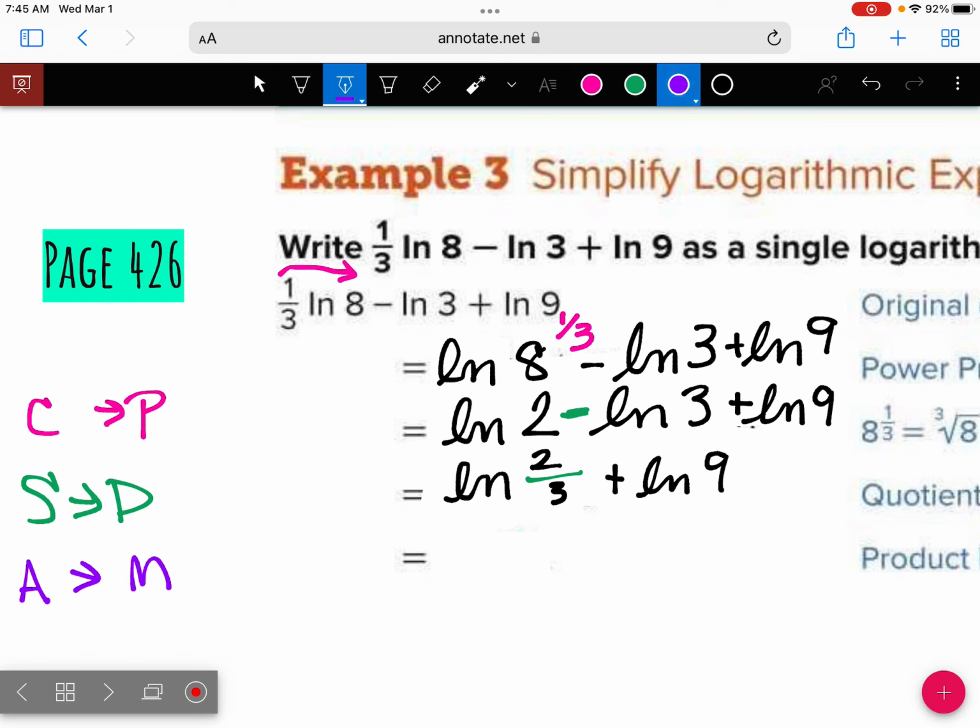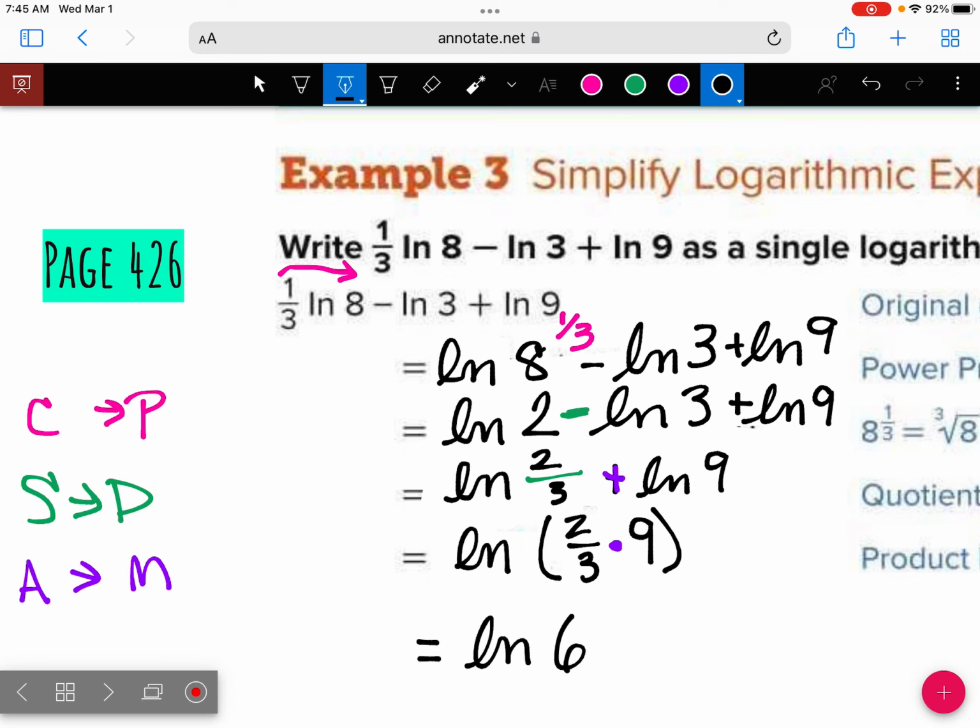What's our next piece? The addition becomes multiplication. So we're going to have our natural log of, I'm going to put parentheses here so we can simplify it, 2/3 times 9. What is 2/3 times 9? What is it? 6. Yeah. Natural log of 6.